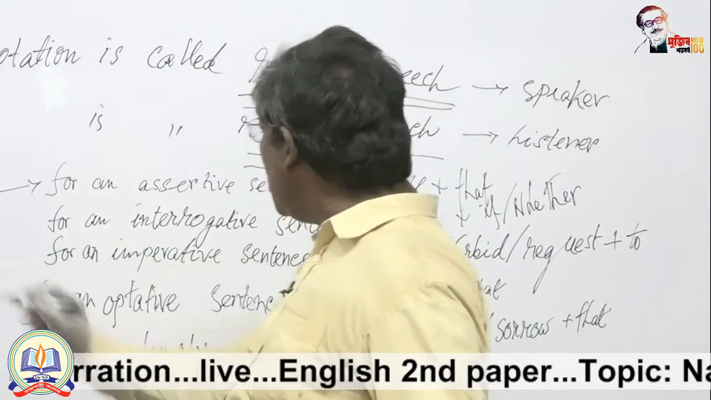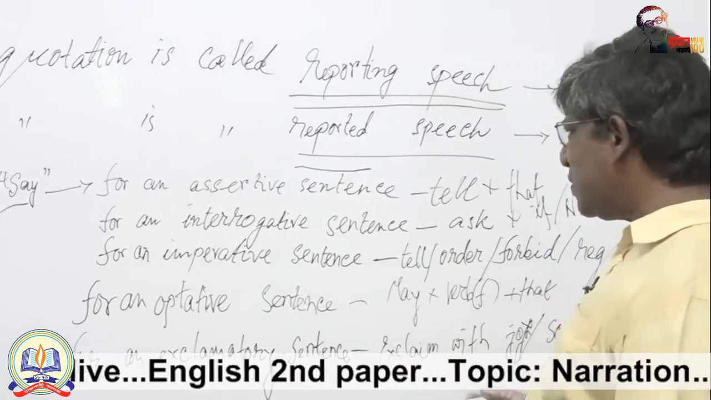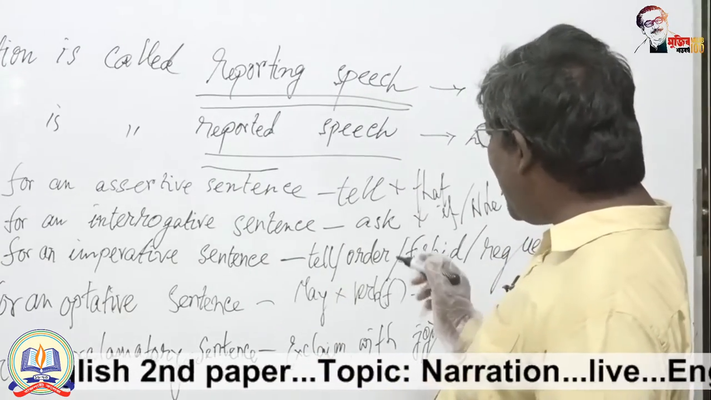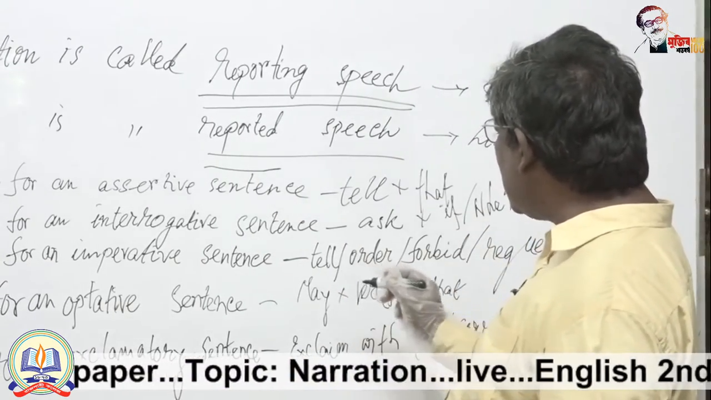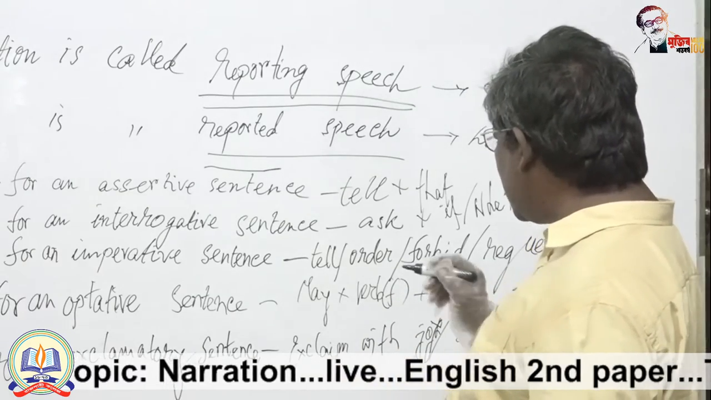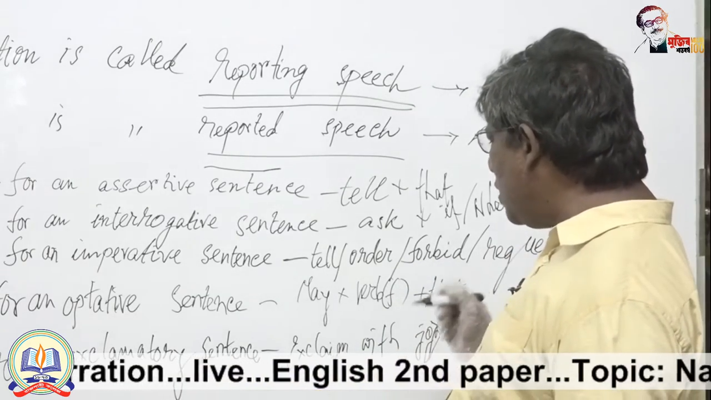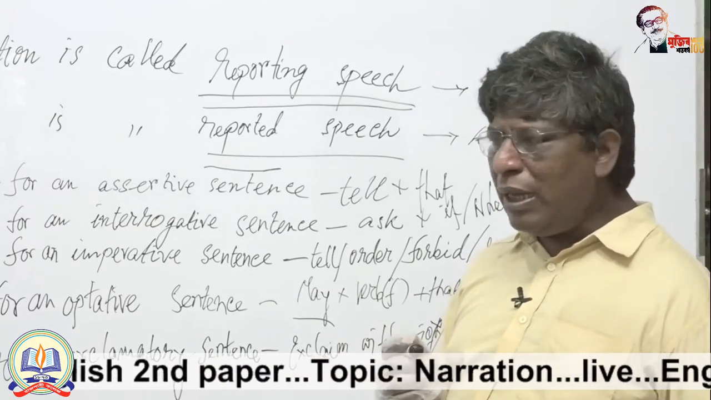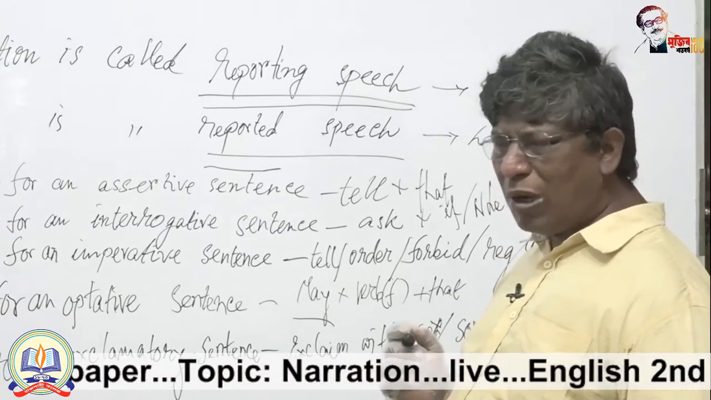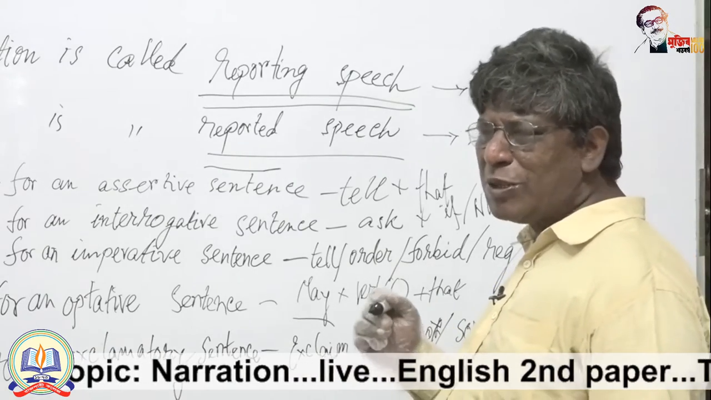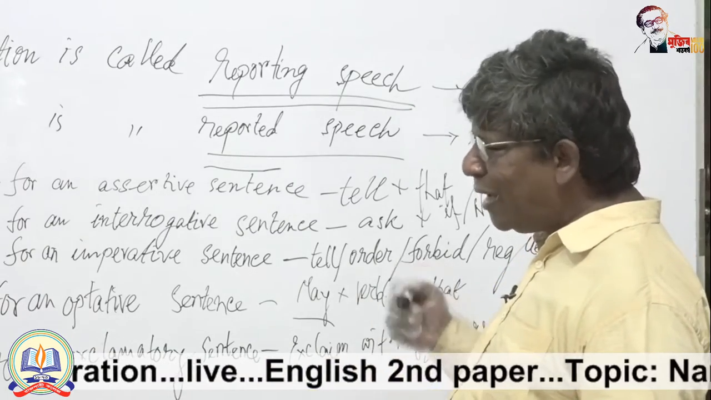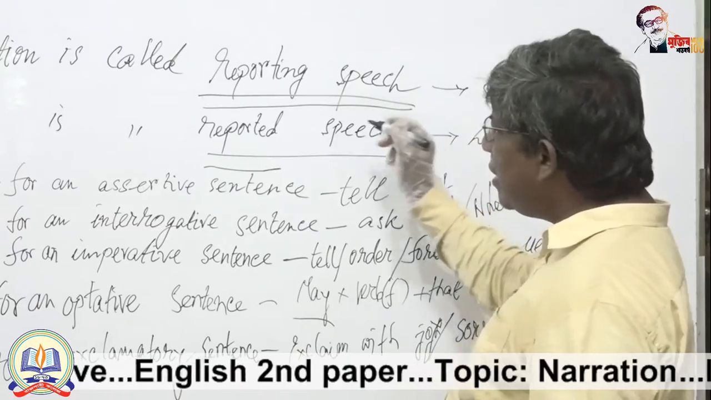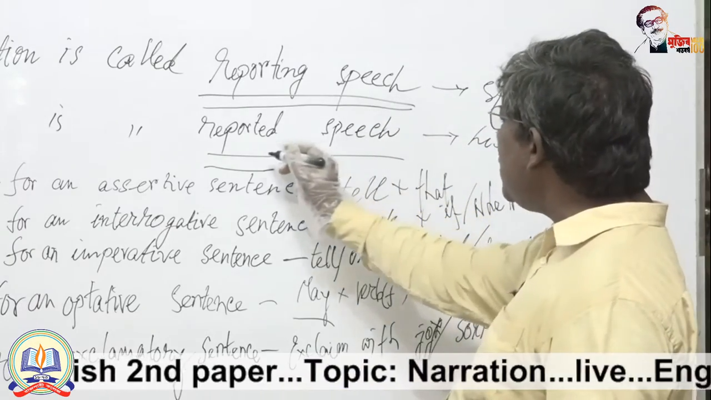So when we are asked to change a speech from its direct form to indirect form, we will alternate the verb say with verbs like tell, ask, order, forbid, request, exclaim with, or sometimes we may need to add a modal may on the basis of the sentence form in the reported speech section.